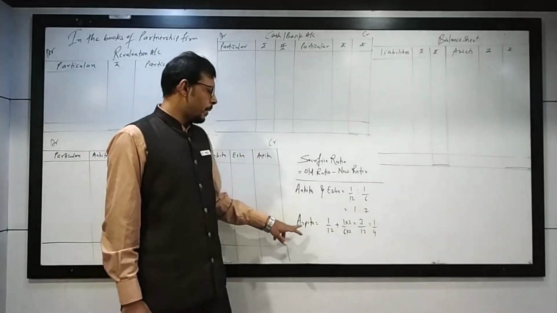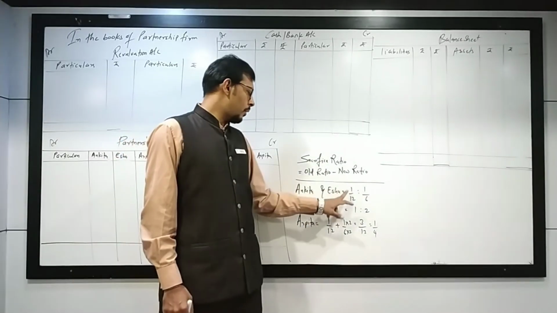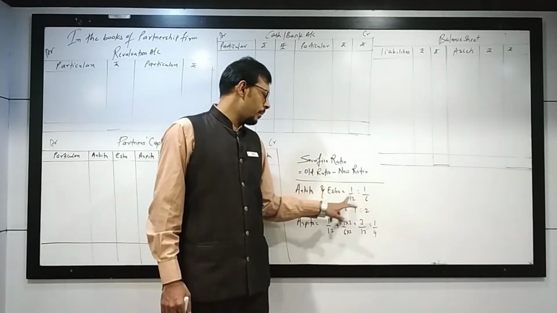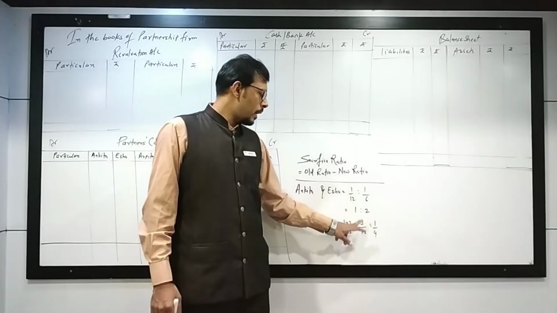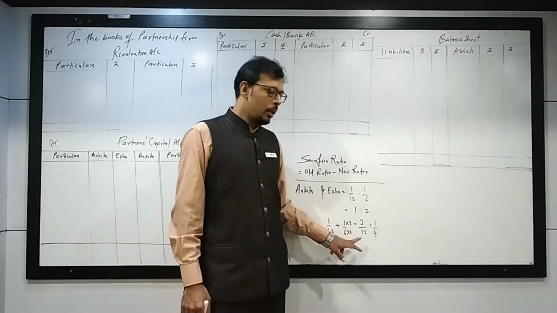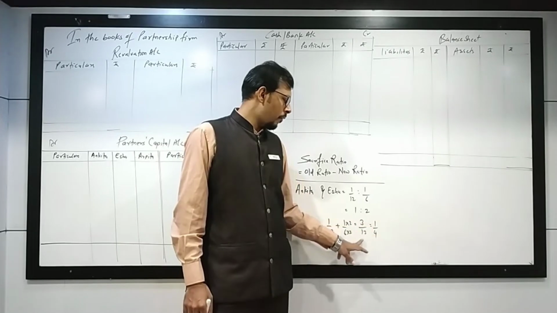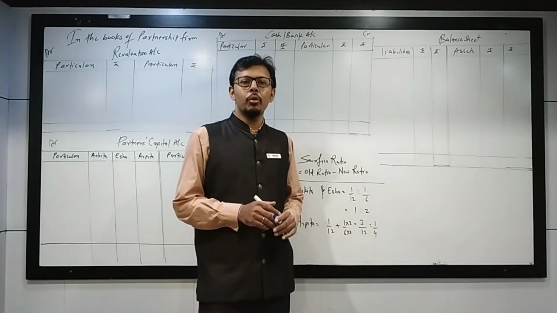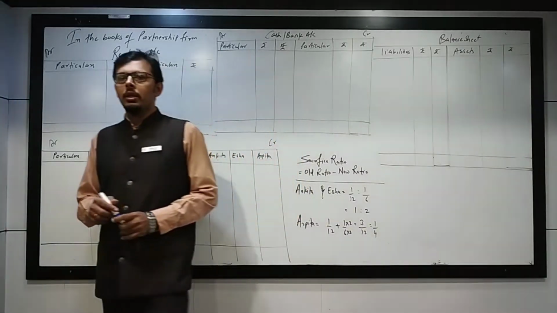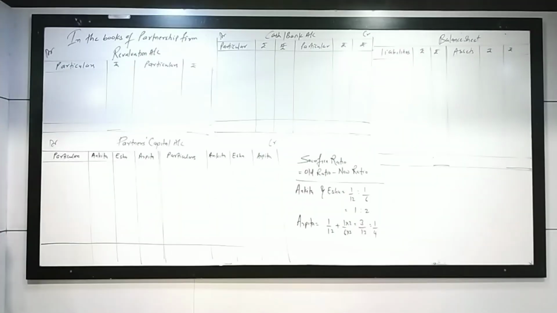So what will Arpita get for the future? 1/12 from Ankita and 1/6 from Nisha. Adding both, making the LCM, we get 3/12. Reducing the values, 3 ones are 3, 3 fours are 12, so 1/4. So we have admitted Arpita for 1/4 share in future profit. Then the next adjustment is given as such.